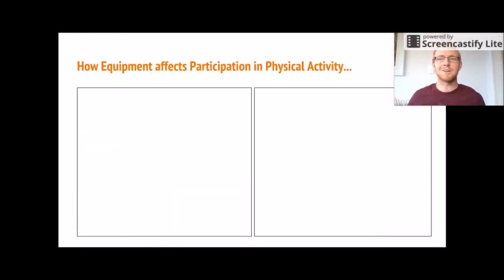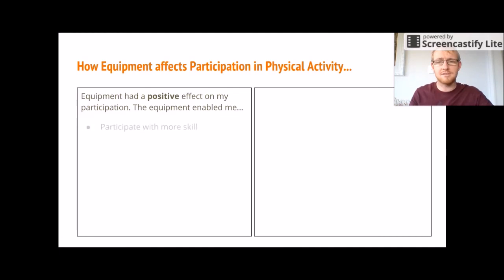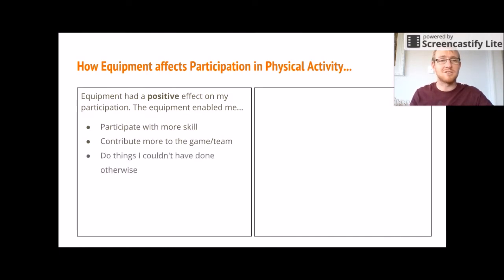All right, so lastly, we're going to look at how equipment affects people's participation in physical activity, and we're going to do it using those same sort of sentence starters that we've used in previous videos. Equipment had a positive effect on my participation. I've decided that the effect was good, it was positive. The equipment enabled me to, here's some ideas, participate with more skill, contribute more to the team or game, do things I otherwise couldn't have done without that equipment, compete with other people more fairly or better, or try something new and different during this particular activity.